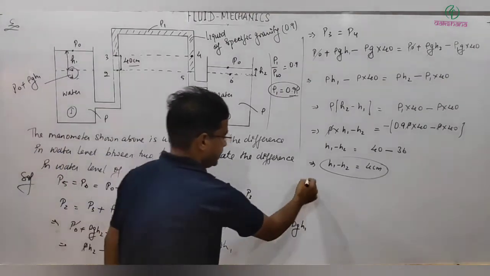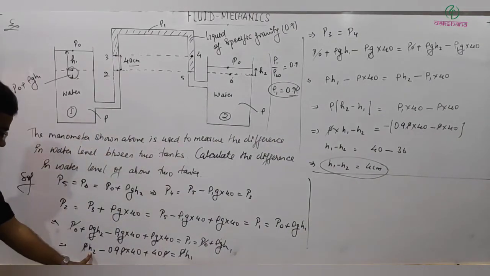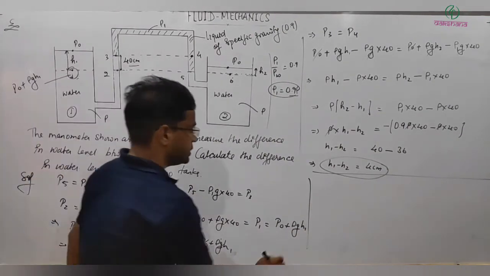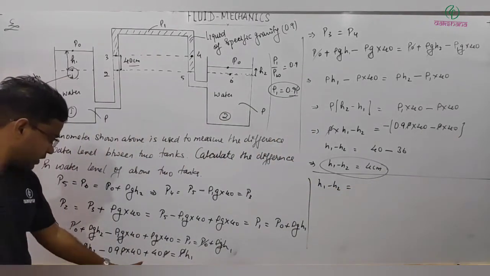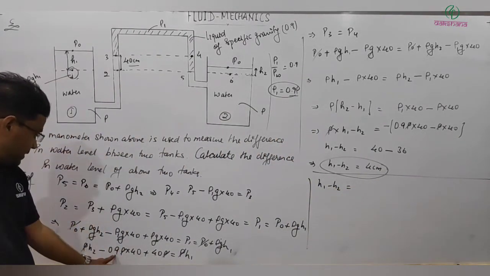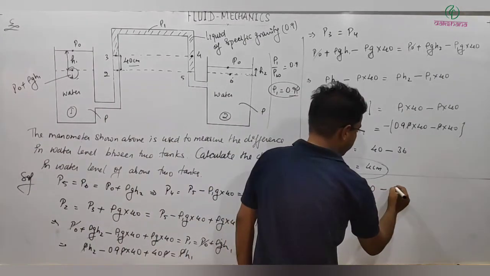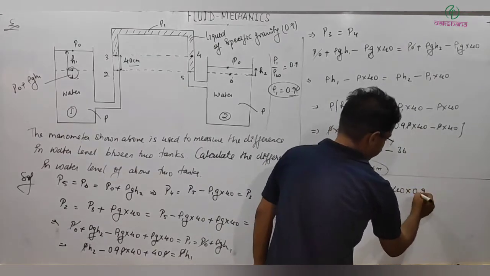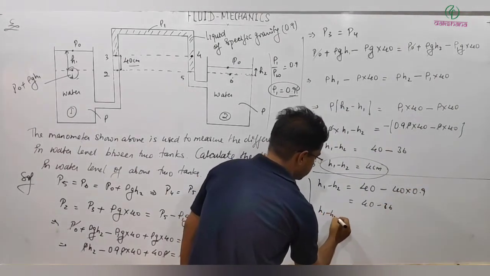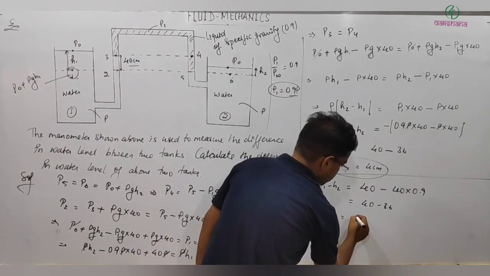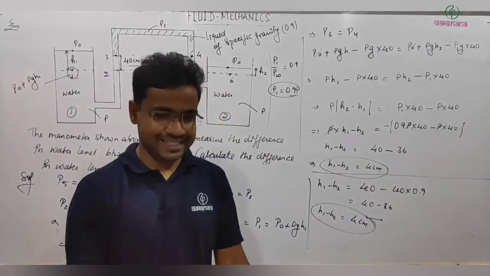I am simplifying it now. So this is what I have left. Let me bring that to this side. This is H1 minus H2. What is left here? 40 minus this. 40 into 0.9. So this is left with 40 minus 40 into 0.9. And that's exactly 40 minus 36. So we are getting H1 minus H2 equal to 4 centimeter. So we are getting exactly the same answer.